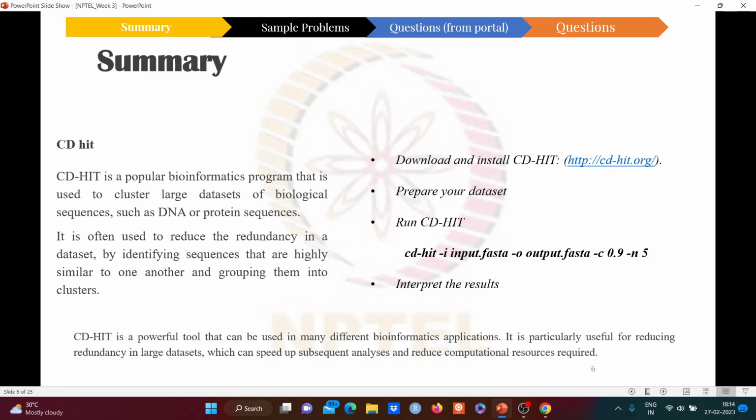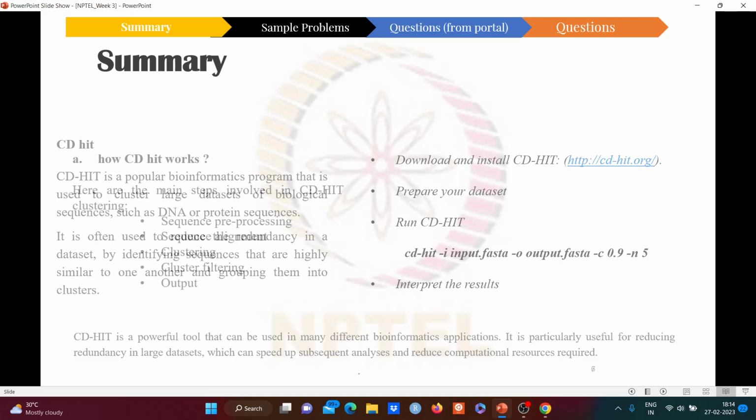Overall, CD-HIT is a powerful tool for sequence clustering and redundancy reduction. It is widely used in bioinformatics research for various applications such as genome annotation, metagenomics, protein structure prediction. With its fast and efficient algorithm, CD-HIT can handle large datasets and provide valuable insights into the sequence homology and diversity. Okay, now we have understood what the role is. Now let's see how CD-HIT works.